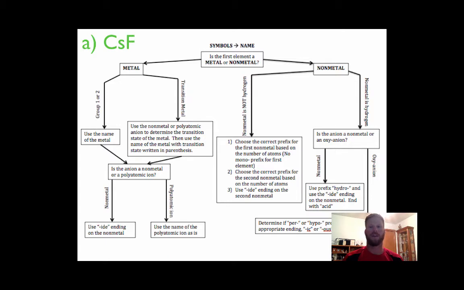Pause the video and execute the game plan to name CsF and LiH. When you are ready, push play and the examples will flow through the chart.